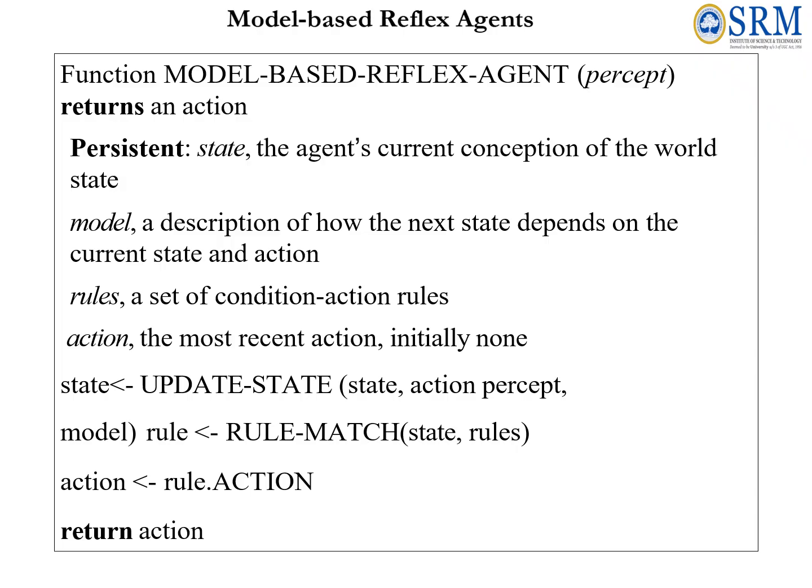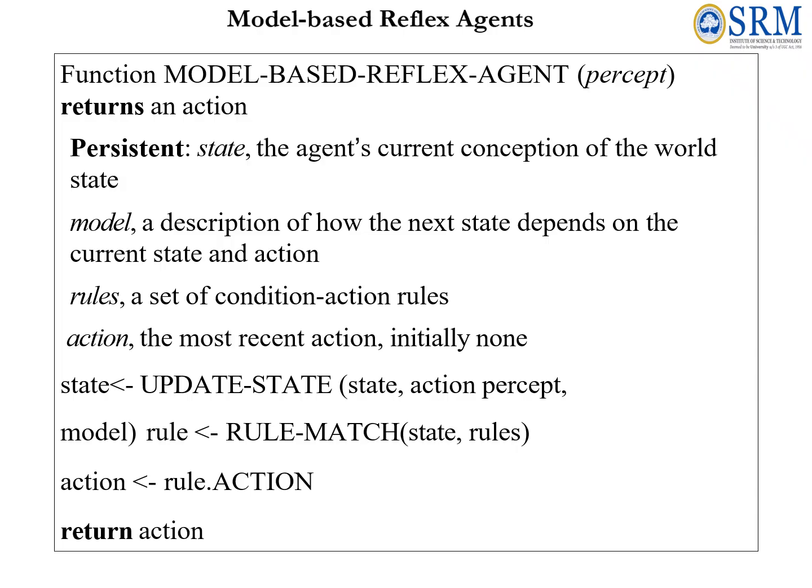So the agent updates its internal memory using the previous state, previous action, current percept and world model. In the example, the previous state is A equal to clean, B equal to unknown. The previous action is move right, the current percept is B equal to dirty, and the updated state will be A equal to clean and B equal to dirty.